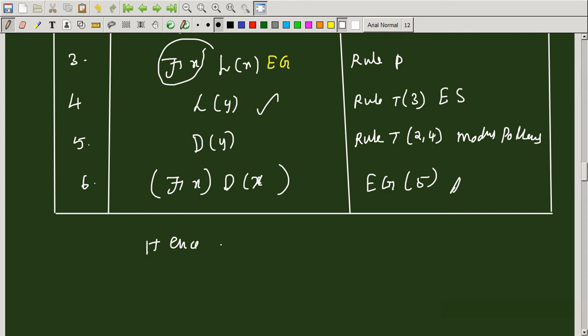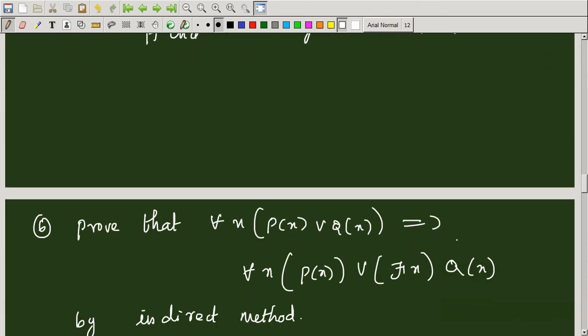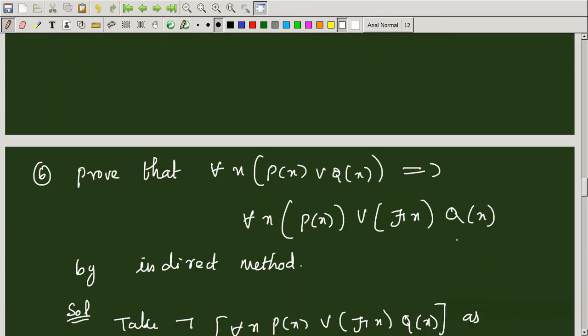Hence the argument is valid. So for inference theory, we have the direct method, indirect method, rule P, rule CP, and inconsistent, consistent, everything here is also applicable. So that's why, before watching this video, kindly check the inference theory video followed by this. Okay. So next problem I have given here.